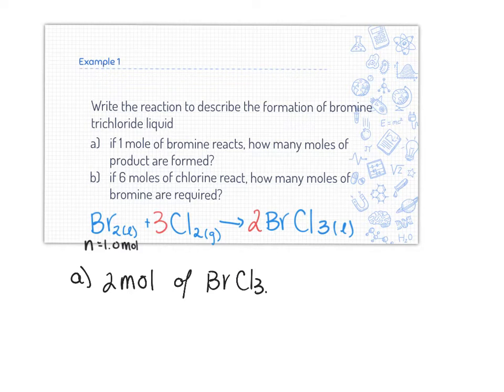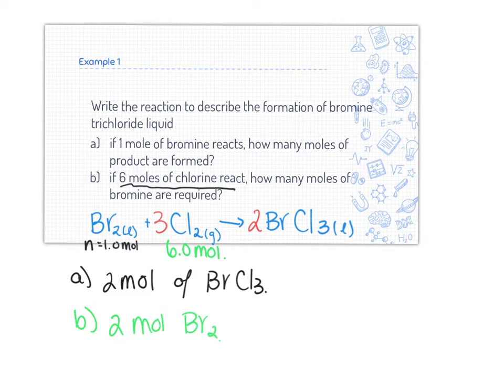All right, well, if that's the case, then if 6 moles of chlorine react, how many moles of bromine are required? This one's a little bit more tricky. For every 3 molecules of chlorine that react, we need 1 molecule of bromine. Therefore, if I have 6 moles of chlorine, it's going to require 2 moles of bromine.